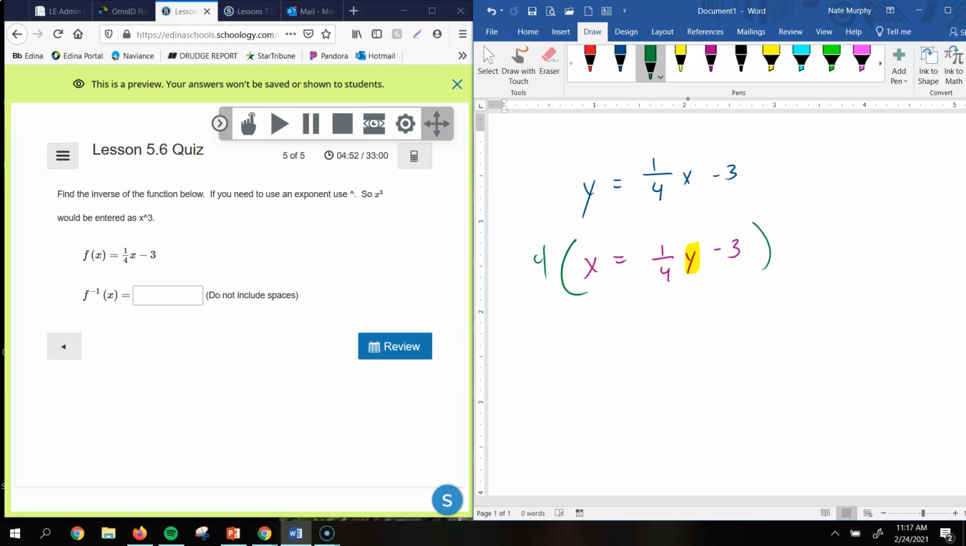everything by 4. So 4 times x would be 4x. 4 times 1/4 y would just be y. And don't forget to take 4 times 3, which is 12 if you do it this way. And now we just have to add 12 to both sides. So I get 4x plus 12 equals y. And so that would be my inverse, 4x plus 12.